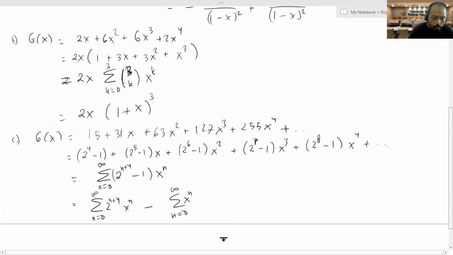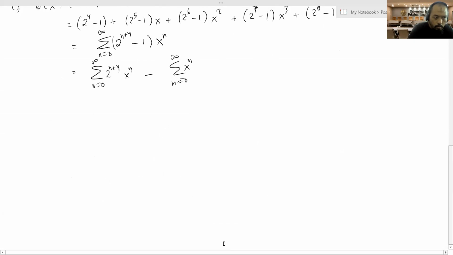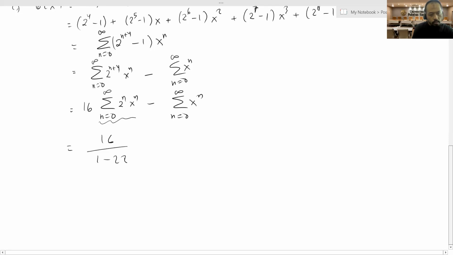Of course, this becomes 16 times the sum for n from 0 to infinity of 2 to the power of n times x to the power of n, minus the sum for n from 0 to infinity of x to the power of n. Now the first summation here allows us to simplify, so we get 16 over 1 minus 2x, and this one is of course 1 over 1 minus x.